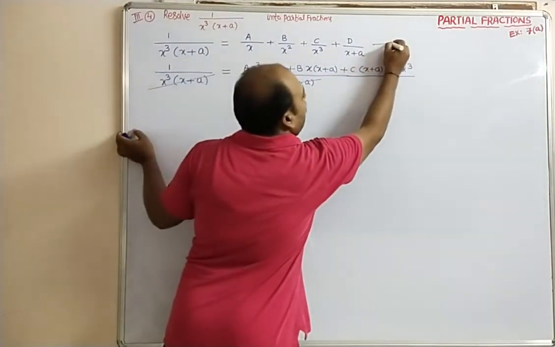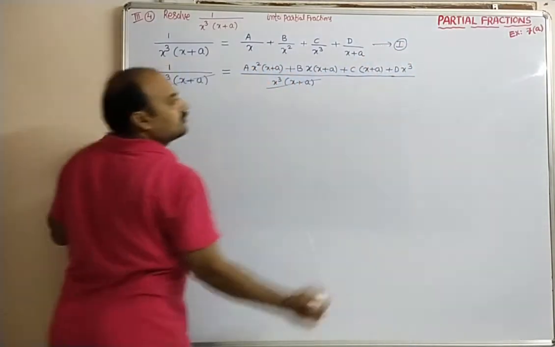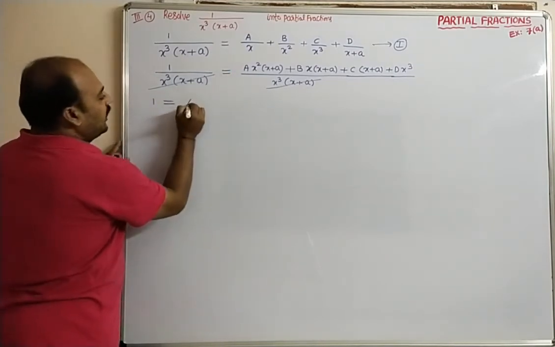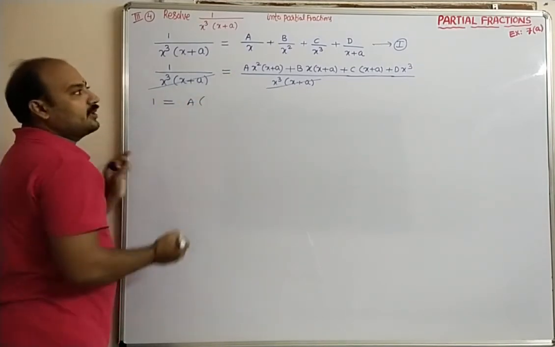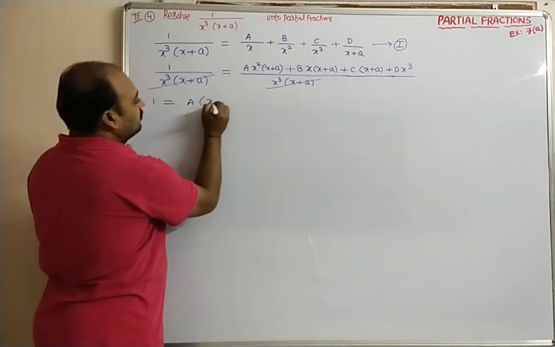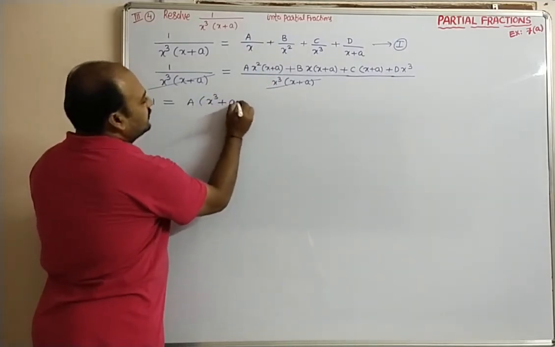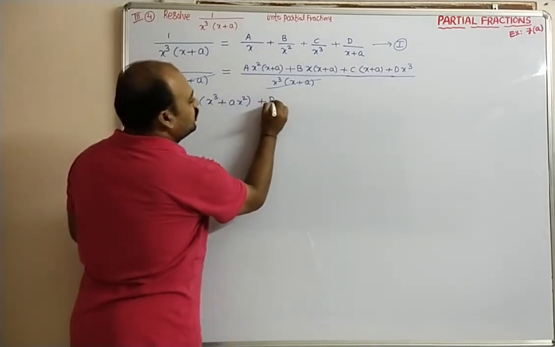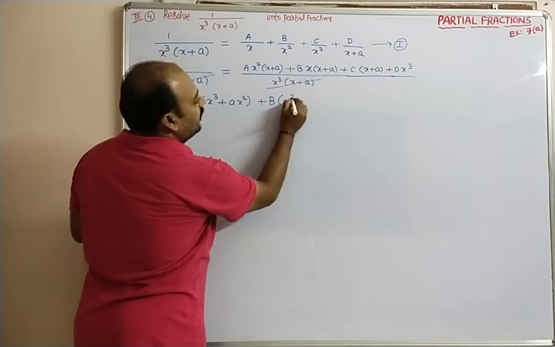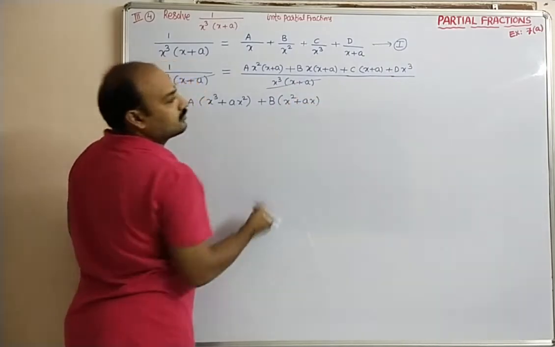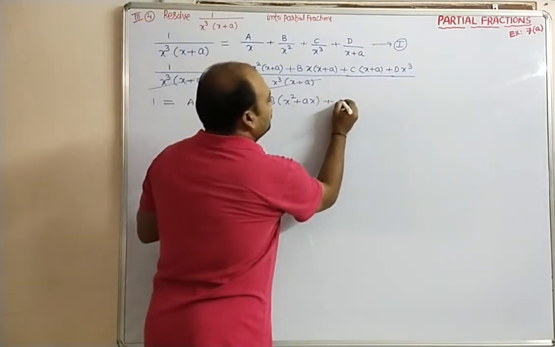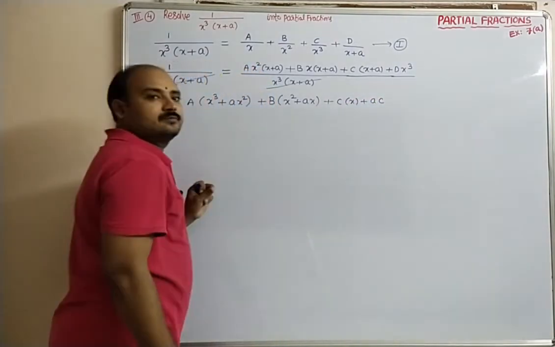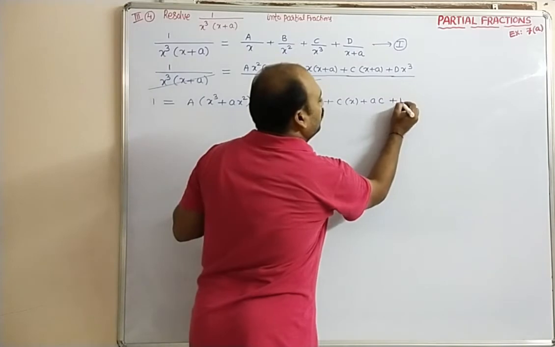Here the first equation you can keep as capital 1. So 1 equal to A into actual multiplication, x cube plus a x square, plus capital B into x square plus a x, plus C into x plus a c, plus D x cube.